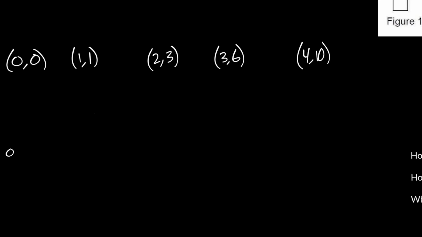Remember, we can have x, comma, y. This is the figure number, and this is the number of squares. Okay? So the first number is our figure number, and the second is the number of squares. Figure number 2 had 3 squares. Figure number 3 had 6 squares, and figure 4 had 10 squares.